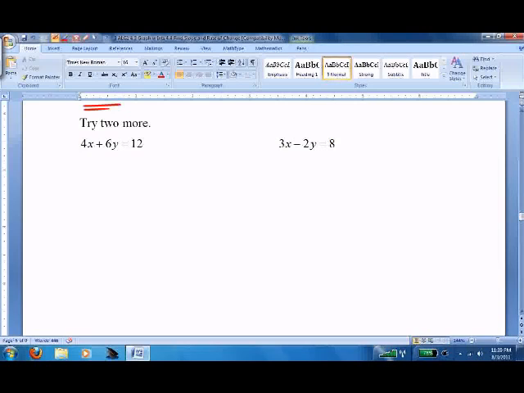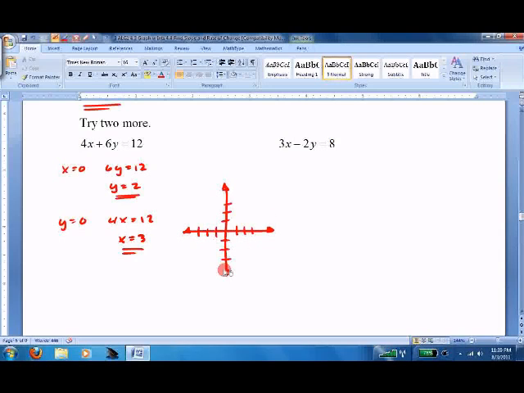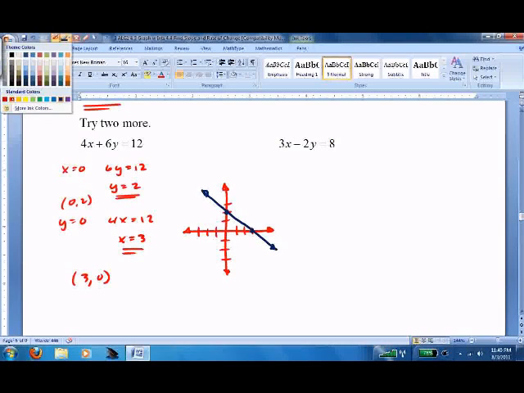So try a couple more. And now I'm going to go much faster. X equals 0, we just say 6y equals 12. Y equals 2. Y equals 0. 4x equals 12. X equals 3. Quick graph. 1, 2, 3. Always got to put on your arrowheads. And down here it's (3, 0). And up here it's (0, 2). Connect the dots, which is always a lot trickier than it looks. We're done. So we'll graph pretty quickly.